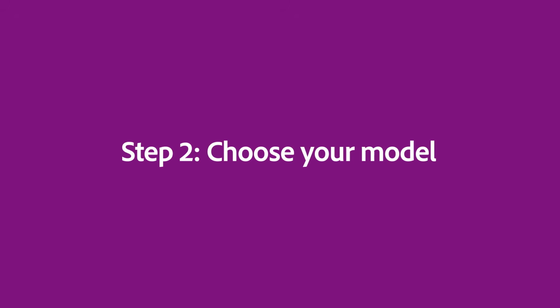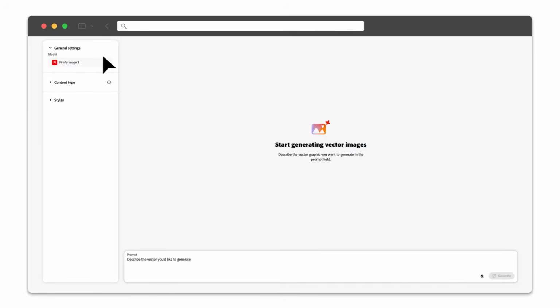Step 2. Choose your model under General Settings. You'll see a drop-down labeled Model. This lets you choose between Adobe's Firefly model and partner models, like GPT-Image. For this walkthrough, we'll focus on the Firefly model, which is optimized for generating clean, editable vector art. Keep in mind, generation settings may vary depending on the model you choose. If you're using a non-Adobe model, refer to its specific instructions.